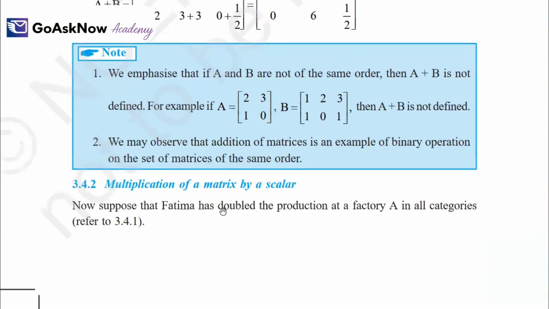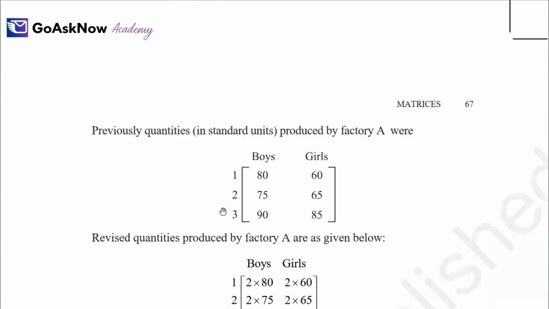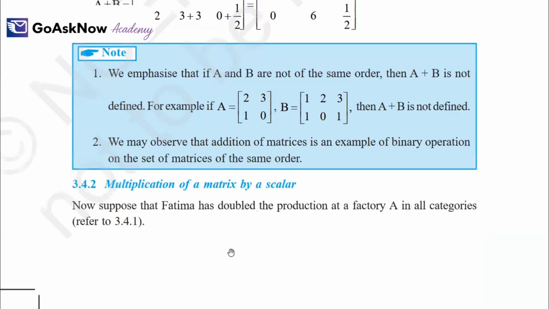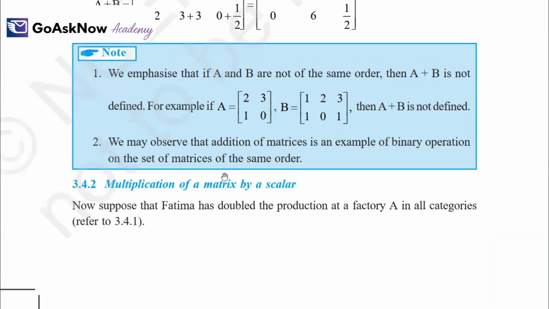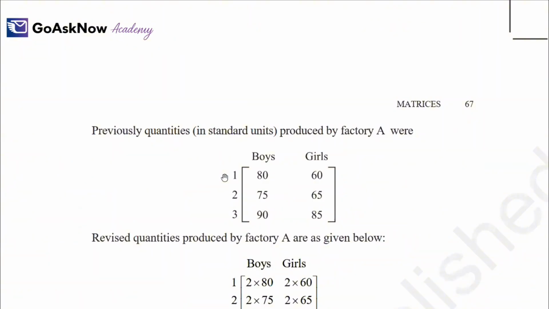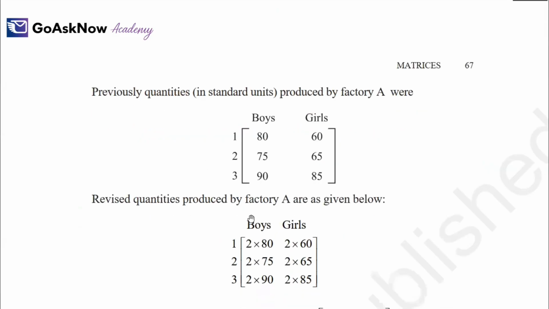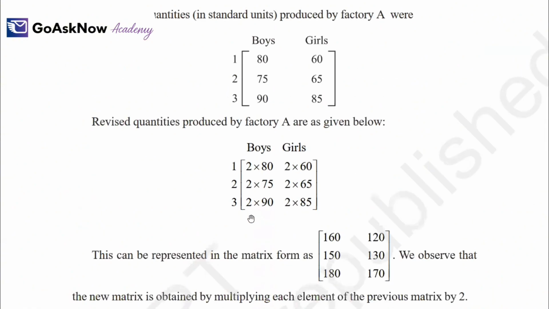Now the third topic is multiplication of a matrix by a scalar. Suppose that Fatima has doubled the production of a factory in all categories. Previously, the quantity in standard units produced by factory A was this data that you have already seen. The revised quantities produced by factory A are given below. So what will the revised quantity be? All the quantities are just doubled here.